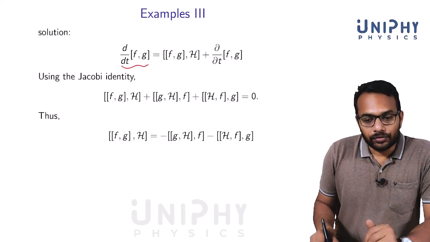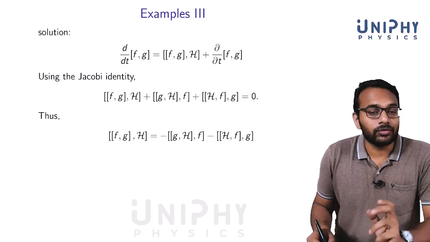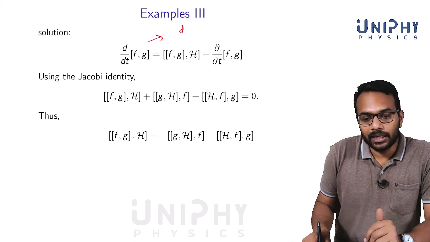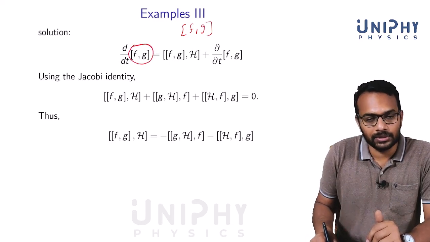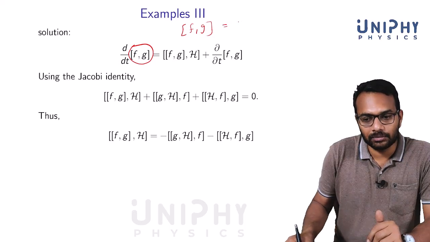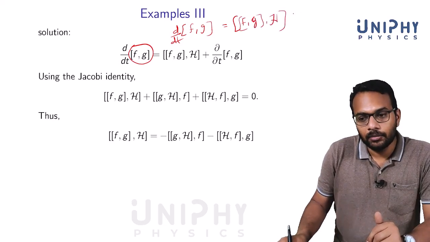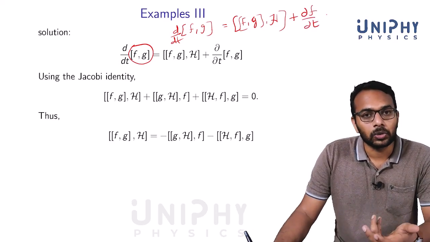Okay. d/dt of {f, g}, we can write. This is the total time derivative of some quantity. Alright. So d/dt of something is actually {f, g}. We are taking the total time derivative of something. Alright, the total time derivative of something is that something combined with the Hamiltonian in a Poisson bracket, plus the partial time derivative. Alright, this is the rule for finding the total time derivative.